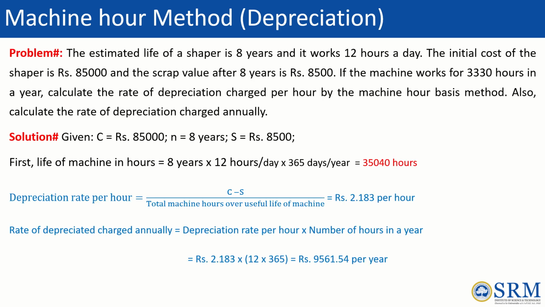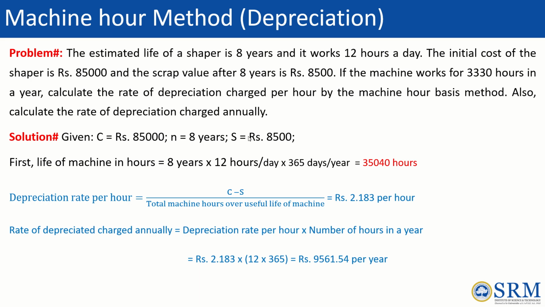So, an example problem for the machine hour method. Let's apply this to a shaper machine with an initial cost of 85,000 and a scrap value after 8 years of 8,500. The machine works for 12 hours a day. Calculate the rate of depreciation charge per hour by the machine hour basis method. Also calculate the rate of depreciation charge annually.